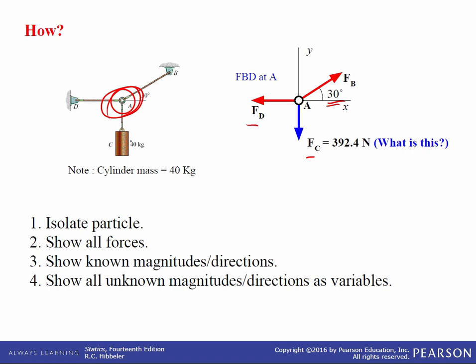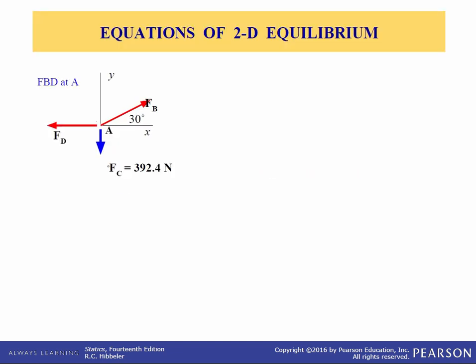The forces that are known should be labeled with their proper magnitudes and directions, as you see here. Letters are used to represent the magnitude and direction of forces that are unknown. In this case, F sub D and F sub B. So this is the free body diagram of this system right here, and it's replicated right here. And since particle A is at equilibrium, the net force at A is 0.